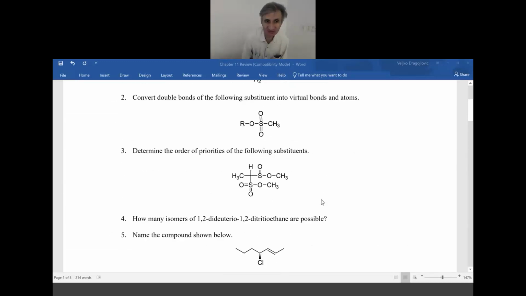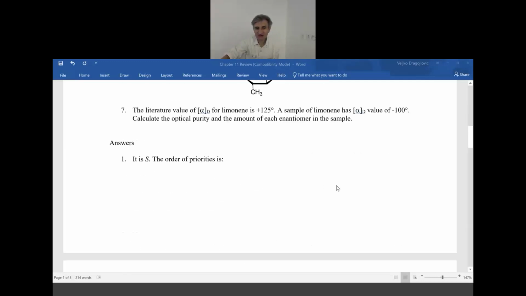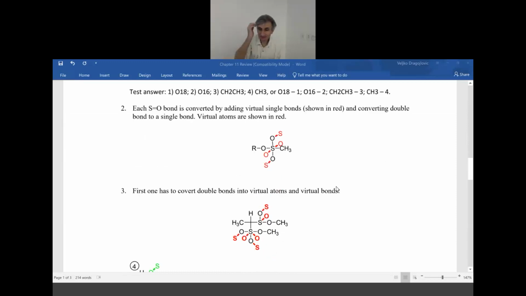And that brings us to question number 3. Determine the order of priorities of the following substituents. And that also means that you should determine whether it's R or S. Of course, on the test I will state that if I'm asking you for R or S. But once you determine the order of priorities, then obviously determining whether the compound is R or S should be trivial. So again, you can see a little bit complex substituents with atoms that you're not used to. It's not a difficult question, it's just something that you're not used to.